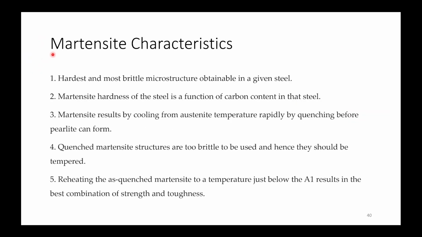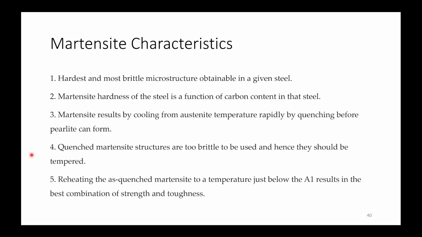Some characteristics related to martensite microstructure. First, it is the hardest and most brittle microstructure obtainable in a given steel. The martensite hardness of the steel is a function of carbon content in the steel. So if there is a higher amount of carbon, then hardness will be higher for martensite. And martensite results by cooling from austenite temperature rapidly by quenching before pearlite can form.